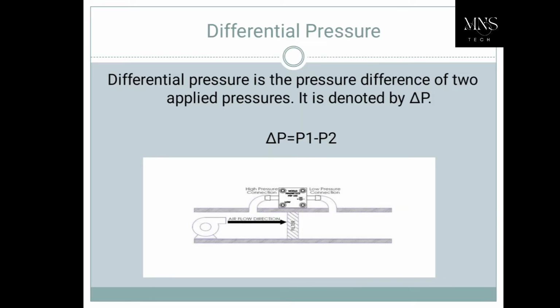Differential pressure. Differential pressure is the pressure difference of two applied pressures. It is denoted by delta P. Delta P is equal to P1 minus P2. Here is a diagram of differential pressure.